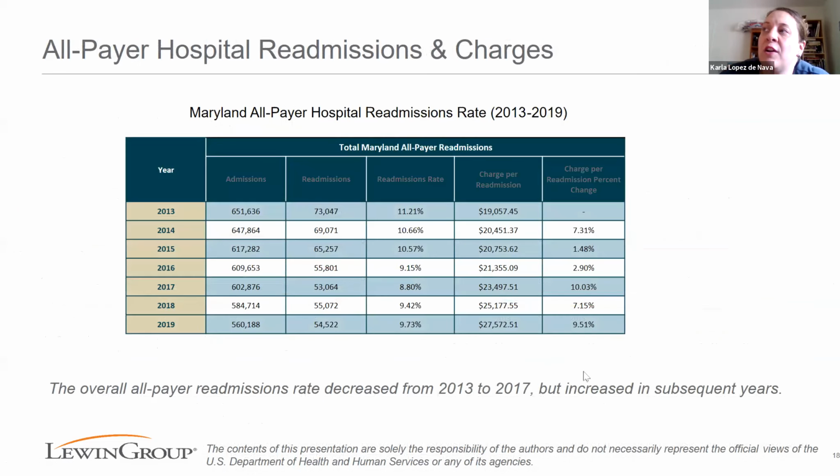One of the things we observed, which is another target that is monitored both by CMS and the state of Maryland, is the all-payer hospital readmissions and charges. And we've seen that the readmission rate for all-payer decreased from 2013 to 2017, but then we've seen an increase after 2017. It hasn't reached the levels of 2013, but it started increasing in subsequent years. And the charge per readmission, you can see that it has been growing.